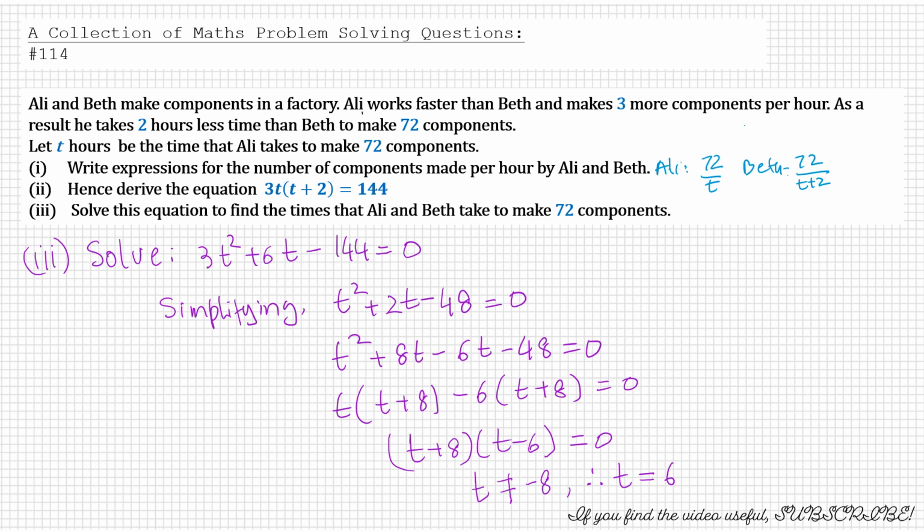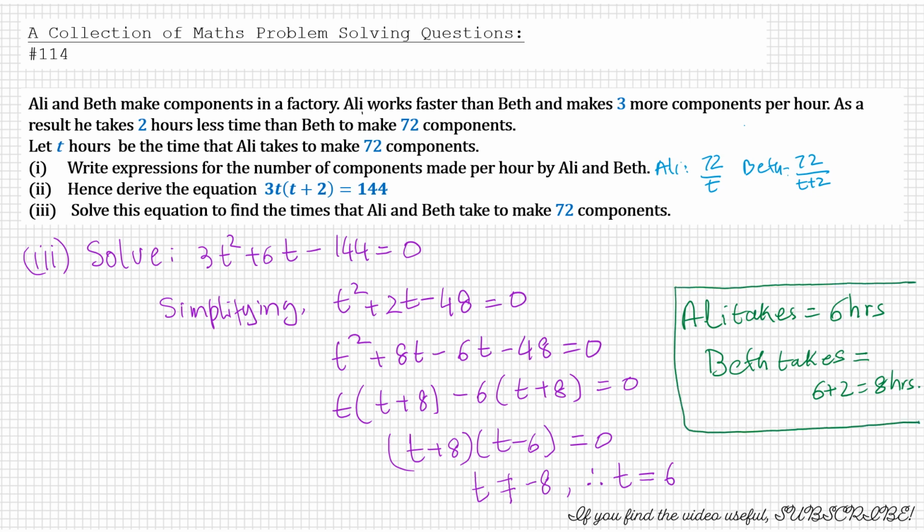So therefore the time taken is T hours. So Ali takes 6 hours and Beth would take 2 hours more than what Ali takes. That's what we've done here. And so he takes less time, so it's 2 hours more. So Beth would take 8 hours. And that's our answer.